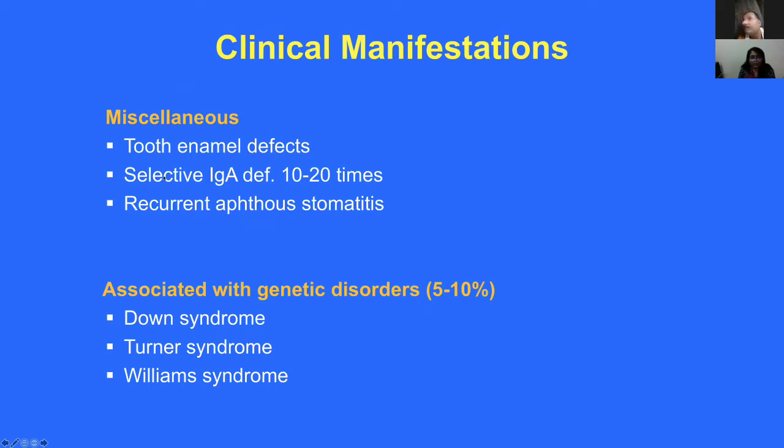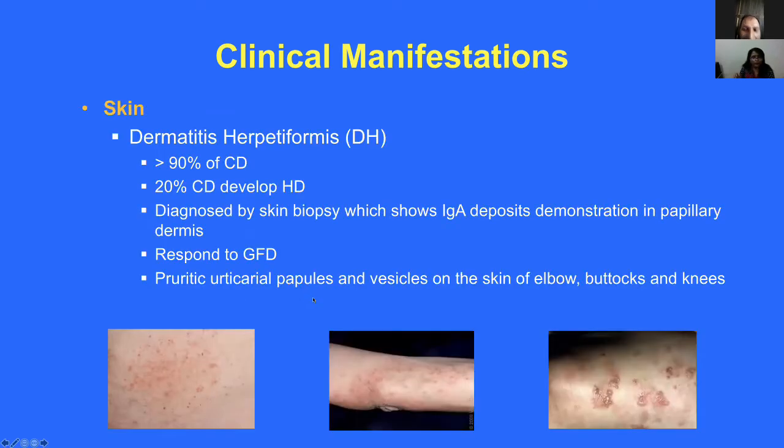These patients selectively have IgA deficiency, which is 10 to 20 times more common in patients with celiac disease. Celiac disease can be associated with a number of genetic disorders also. Whenever patients with Down syndrome come with GI symptoms, we test them for celiac disease. Turner syndrome or Williams syndrome have more association with celiac disease.